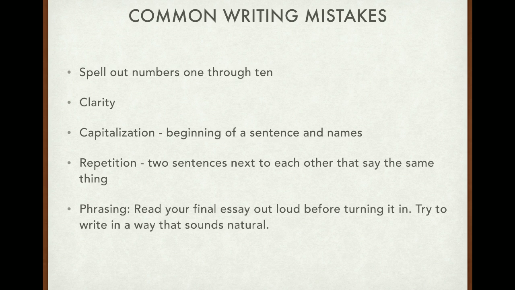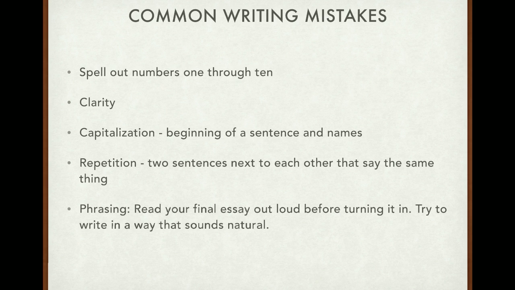So one of the things is that you should always spell out numbers 1 through 10. Numbers 1 through 10 should always be spelled out in words, and numbers 11 through anything else, infinity, can just be written as the actual number. So for example, if I said my neighbor had 2 dogs, I would spell out the word 2, T-W-O.